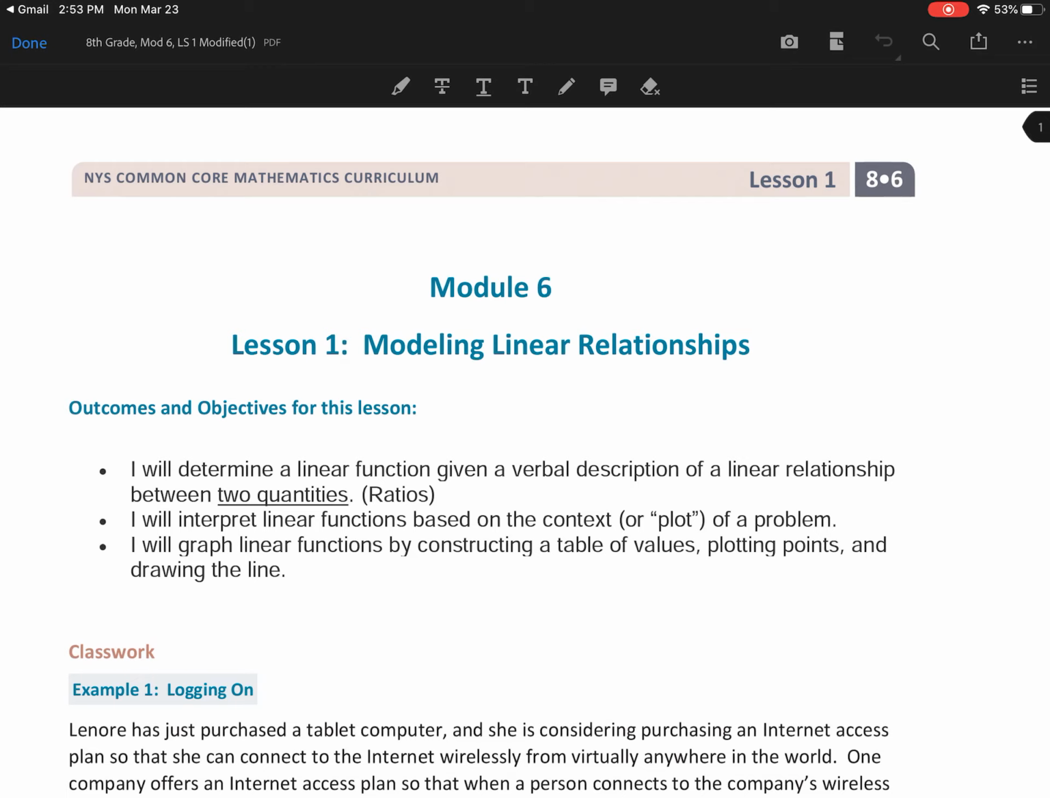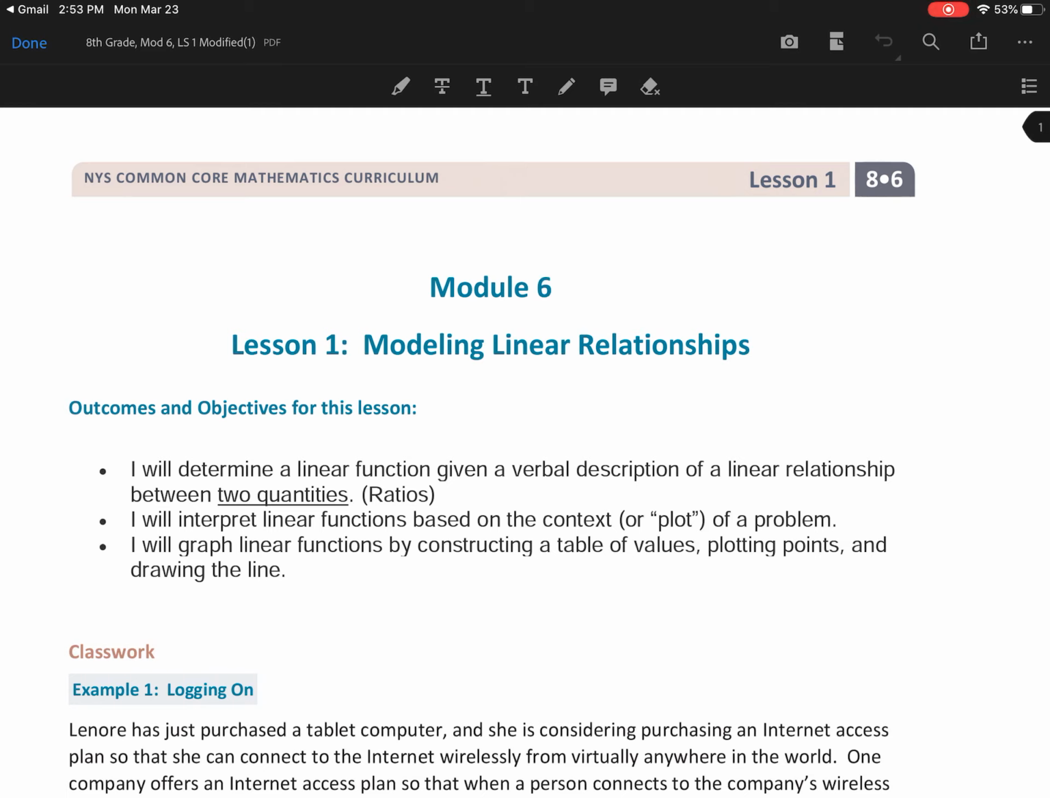So this first section, Lesson 1, Modeling Linear Relationships. I'm going to break these down into smaller parts. We're not going to do the whole lesson in one video. That way, nobody gets overwhelmed and you can easily find where you were working. This is a bit of a lengthy one, so let's just jump right into it.